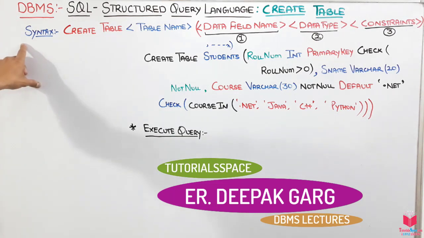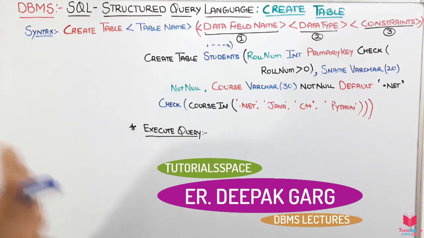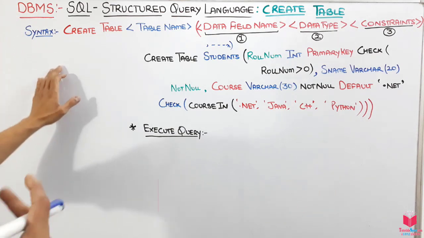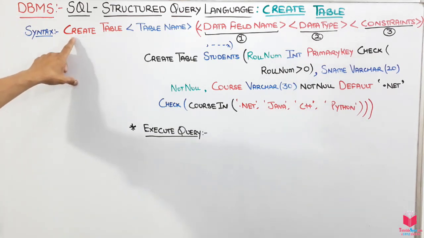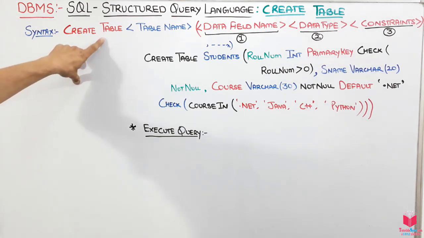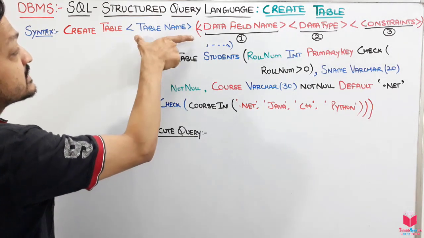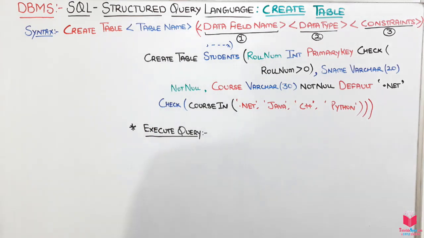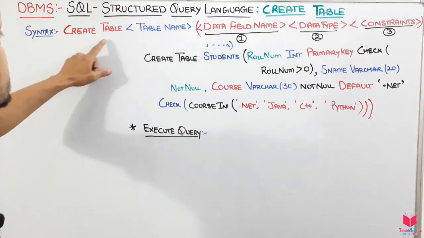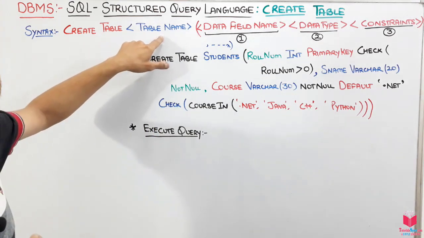So this is the first thing that we have to know, the syntax behind creating a table. See, this is the keyword: create table. We have to write it, create table. Then a space, then the table name, which is the table we want to create.